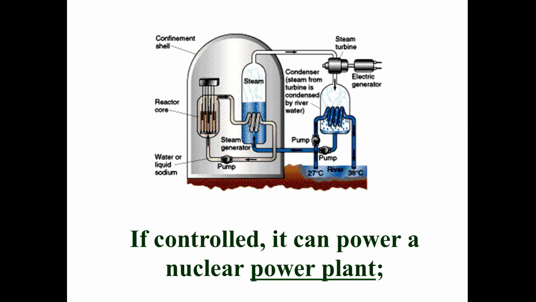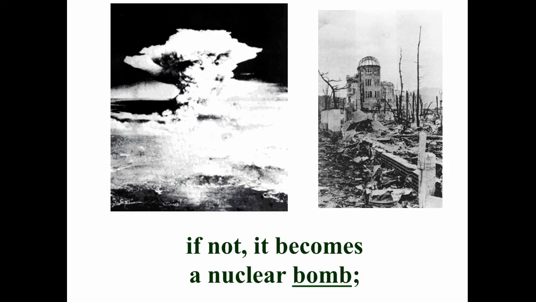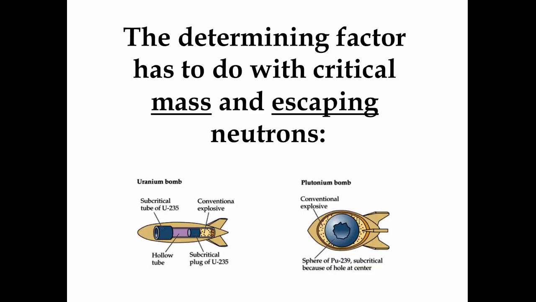Lots and lots of energy from the conversion of mass into energy in a nuclear fission reaction. If we control it, that's a power plant. If we don't control it, we get a nuclear bomb. And the difference between a bomb and a power plant has to do with how they're put together. And the key thing is, in a nuclear bomb, we get what's called a critical mass. And in a nuclear power plant, we ensure that a critical mass cannot happen.